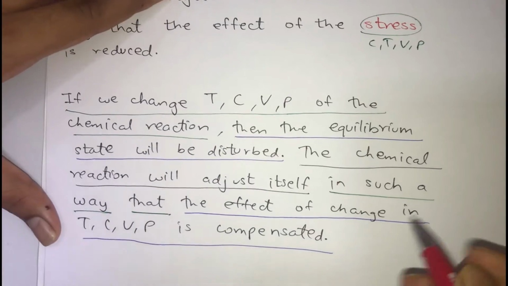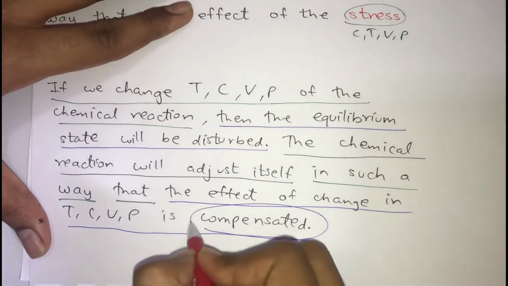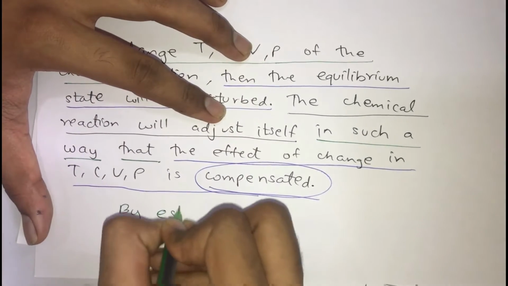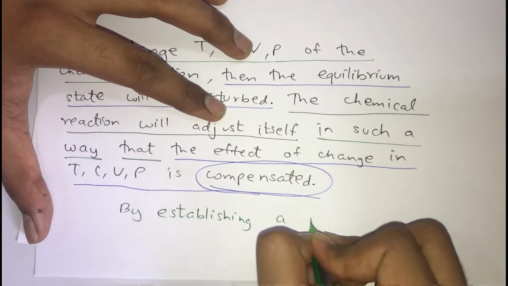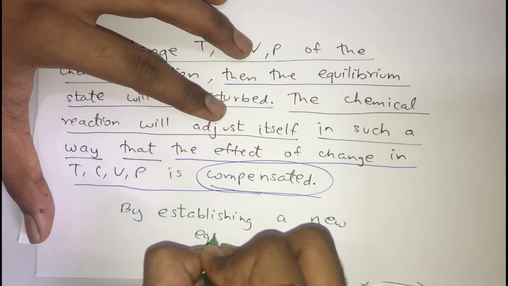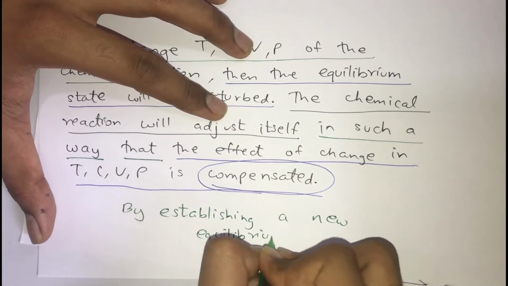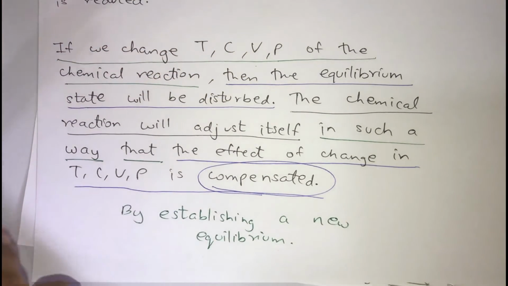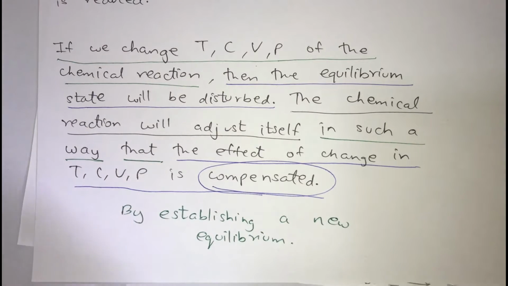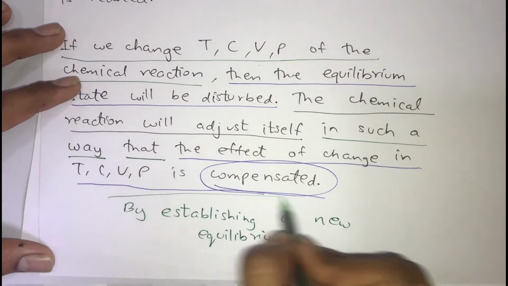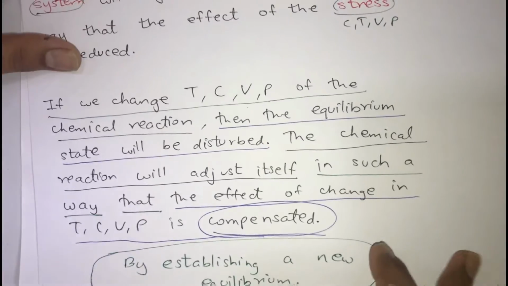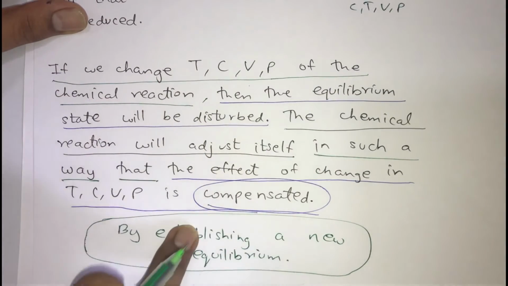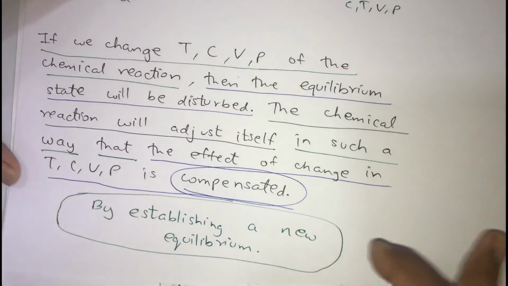And how is it going to compensate? By establishing a new equilibrium. Okay, so we disturbed the previous equilibrium, so the reaction is going to adjust itself in such a way that it is able to establish a new equilibrium. And guys, trust me, if you write this definition in an exam, your teacher is surely going to get impressed.